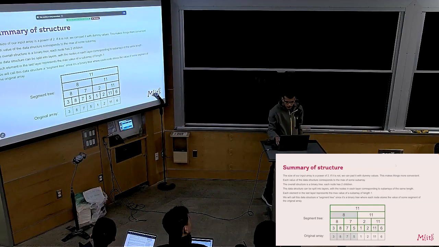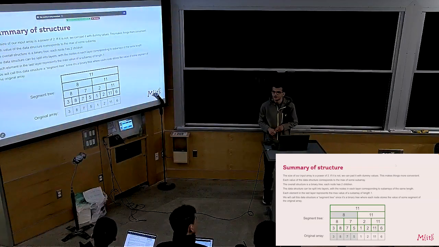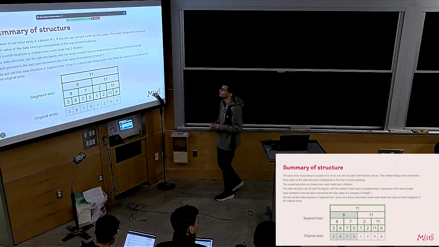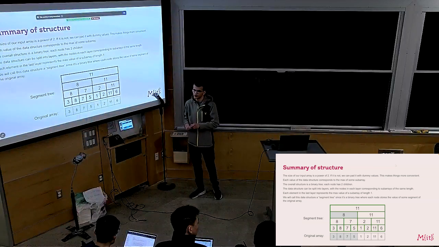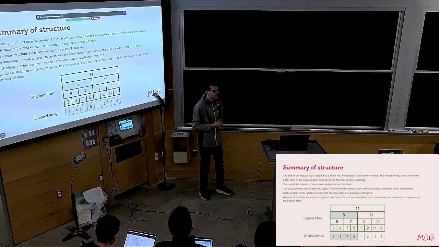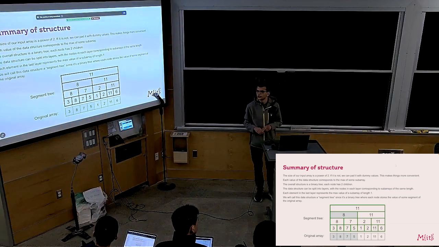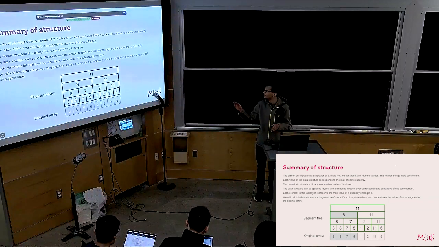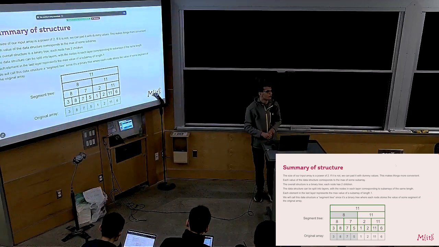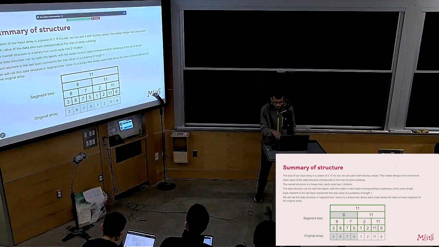Okay, so that is basically how we define a segment tree and the high-level idea. Now let's look at how to do the actual operations. Does anyone have any questions so far about how we roughly define our data structure? No? Okay.